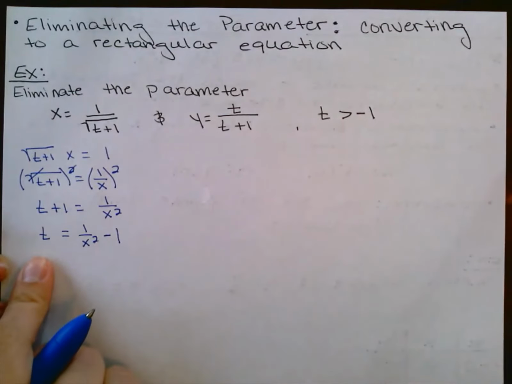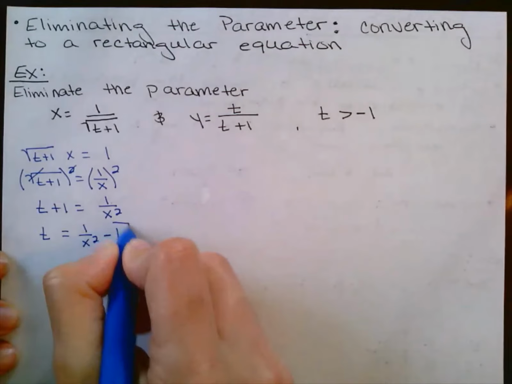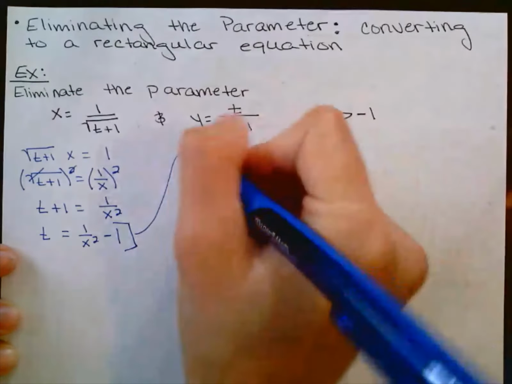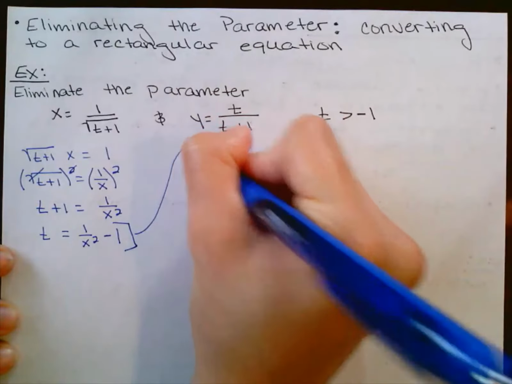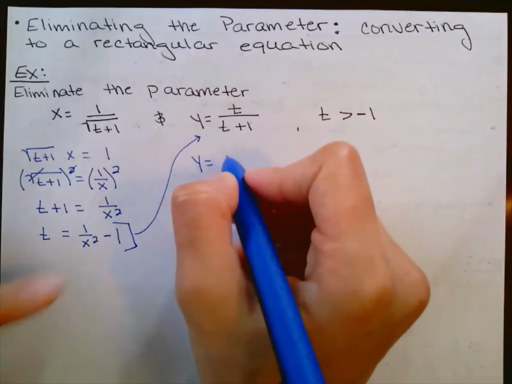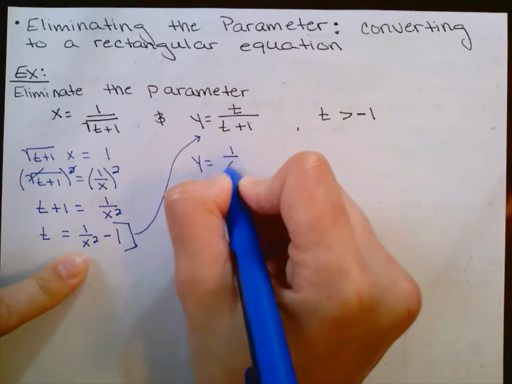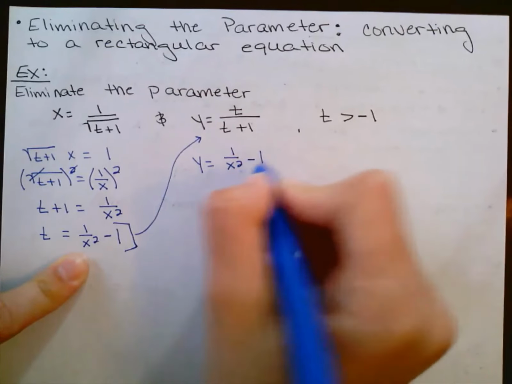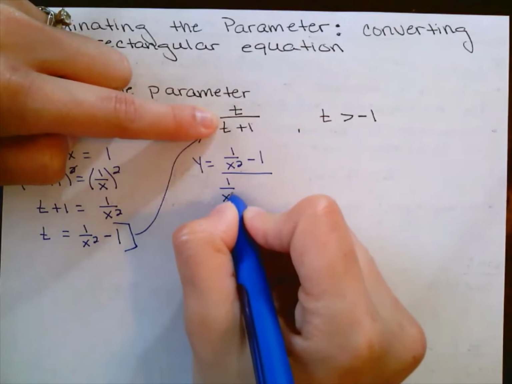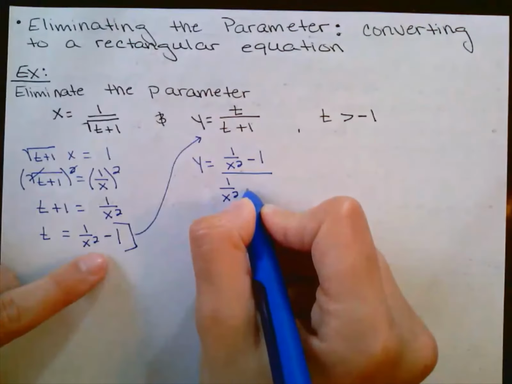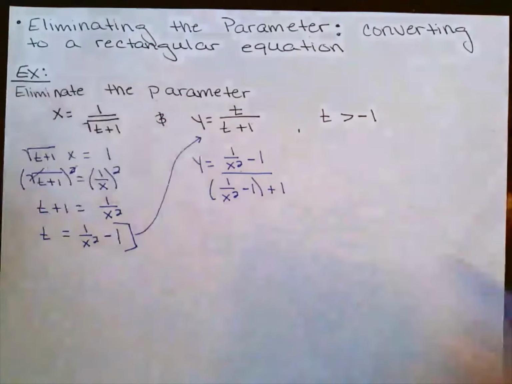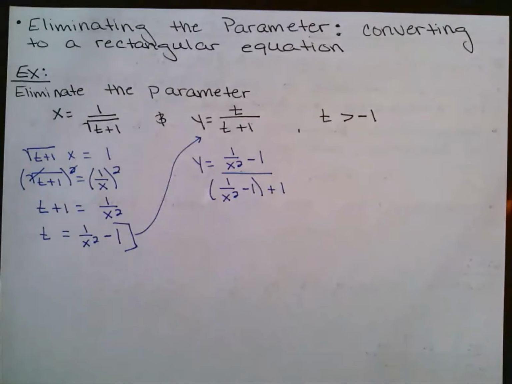Now that I have t isolated, I'm going to grab this function and plug it into this equation. So y is equivalent to, well, if in the numerator I have 1 minus t, I have to plug all of this in for that spot, over t, which is 1 over x squared minus 1, and then I have a plus 1 here. All that's left now is to clean this up a bit.